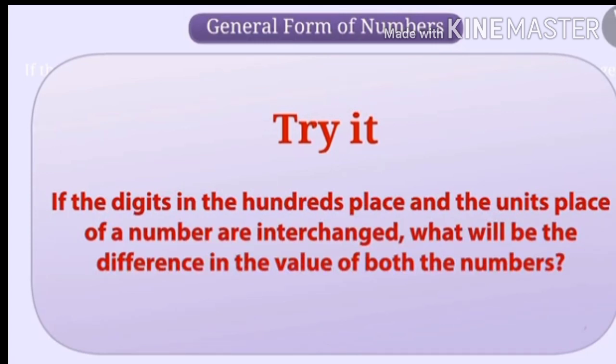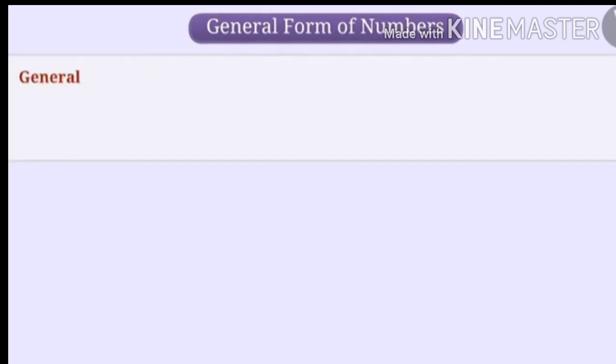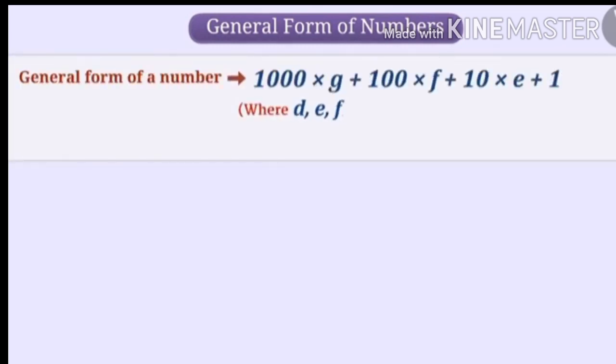Try it yourself. Now suppose this is the general form of a number where D, E, F, G are digits. Will you be able to find the number using its general form?